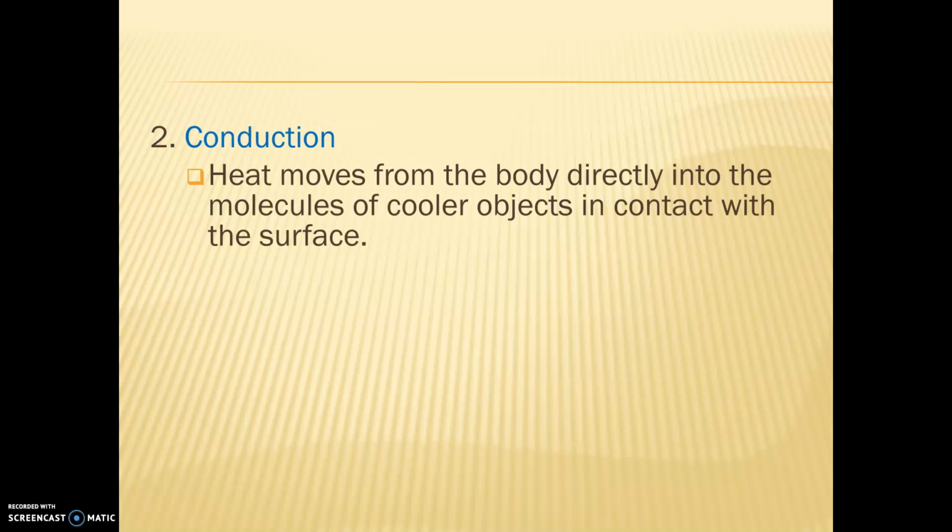Another one is conduction. Heat is going to move from the body directly to molecules of cooler objects that are in contact with it. That's why when we ice our muscles after we exercise, we're releasing that heat from our body, because that cooler object, the ice, is in direct contact with the surface of our skin, helping remove that heat because, again, heat moves from warm to cool.